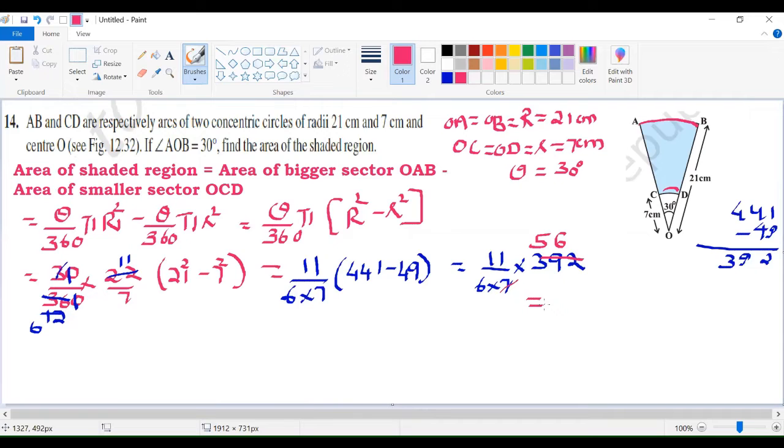56 into 11, what we will get? 616. 616 divided by 6. Lowest form, both are divisible by 2. So it will be 308 by 3 centimeters square. This is the area of shaded region. Okay. Now let us move on to question number 15.